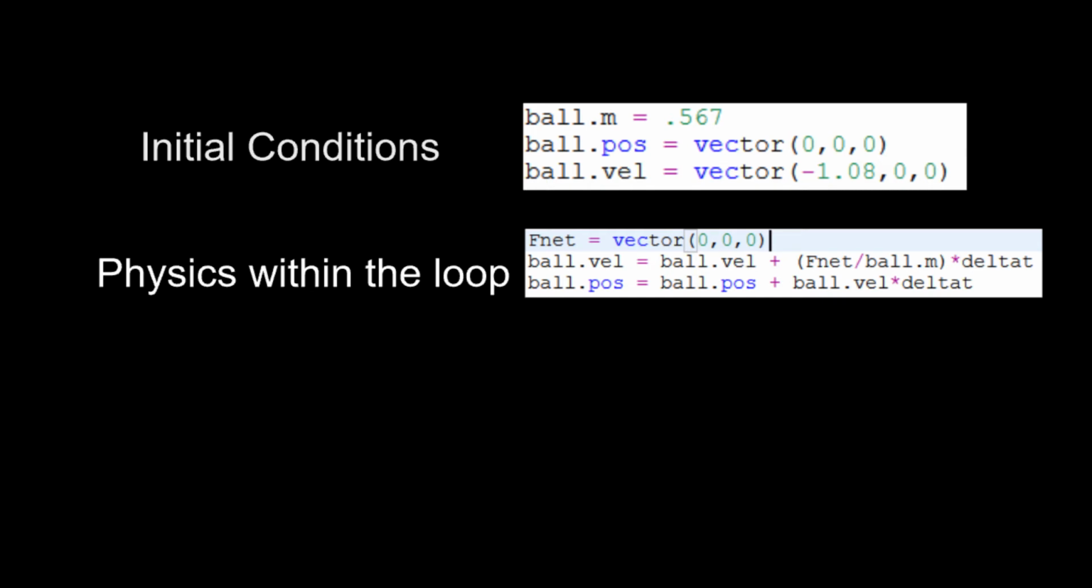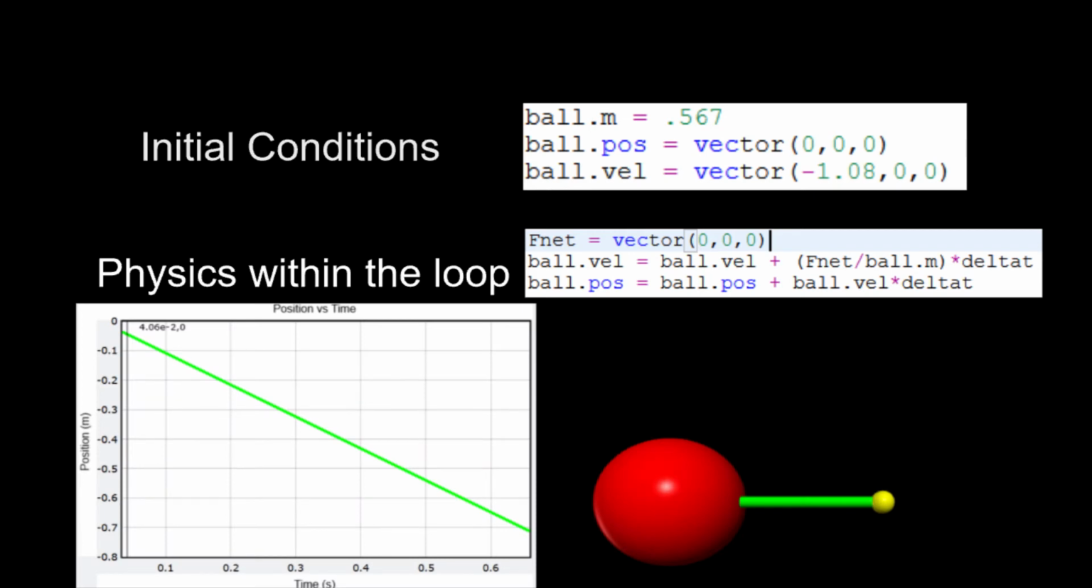Because we assume F net is 0, the ball's velocity will not change, so the 3D graph of the ball will show it going to the left, and the position time graph of the ball will be a straight line. The loop also gives us a table of position time data, which we will now use to compare the model and our own data from Tracker.